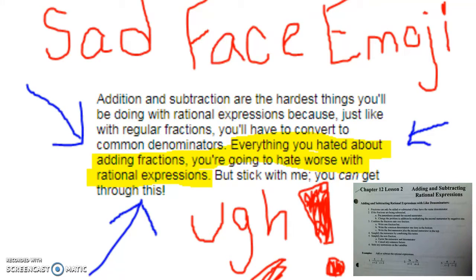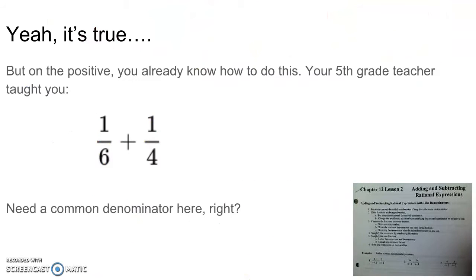And I picked this up from one of the math help websites that I offer to you guys. The author of the website said everything you hated about adding fractions, you're going to hate worse with rational expressions. But the positive is, once you get a little bit of a flow on it, get some practice in, you're going to do just fine. And this is why I say that. You already know how to do this.